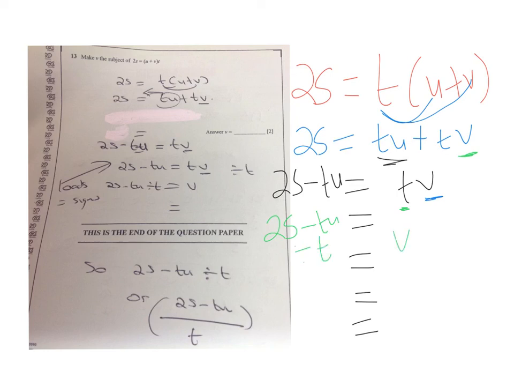Now I can write it fancily here. Just go back. So that's the answer there. It's 2s minus tu divided by t, which I've done. Or if you want to write it fancy like that, that's fine. Now, very difficult question, boys and girls, but practice how to make v the subject.